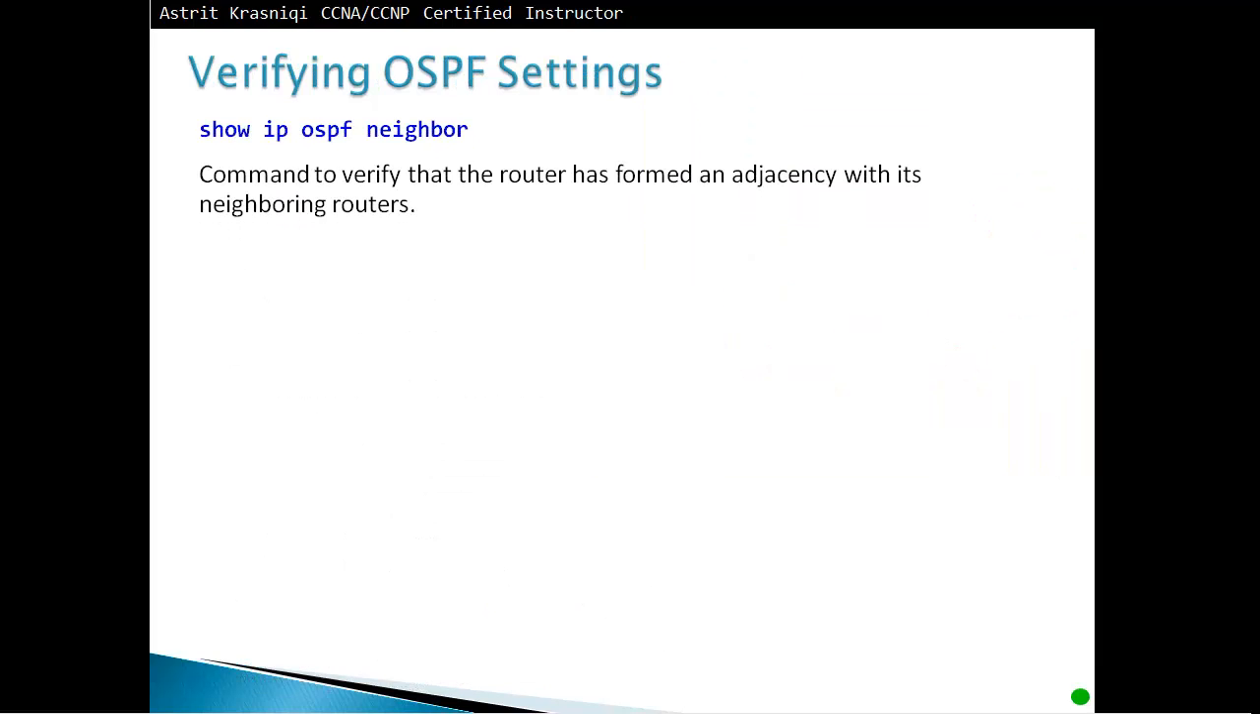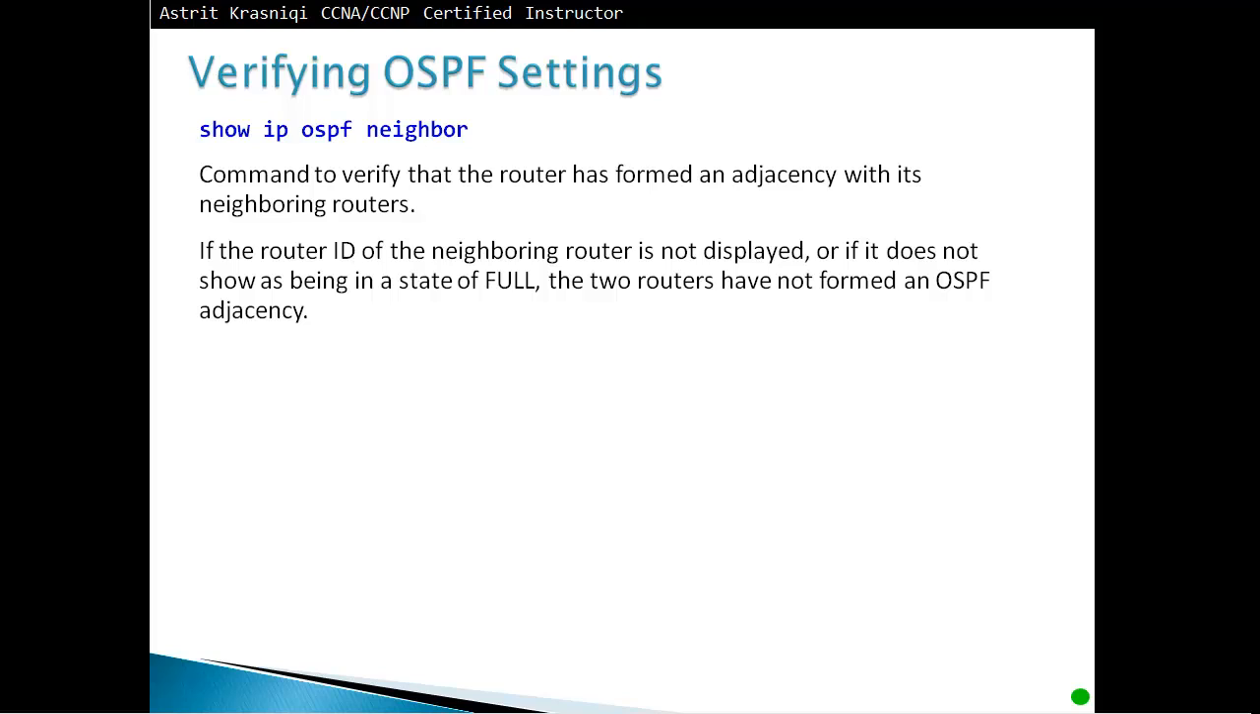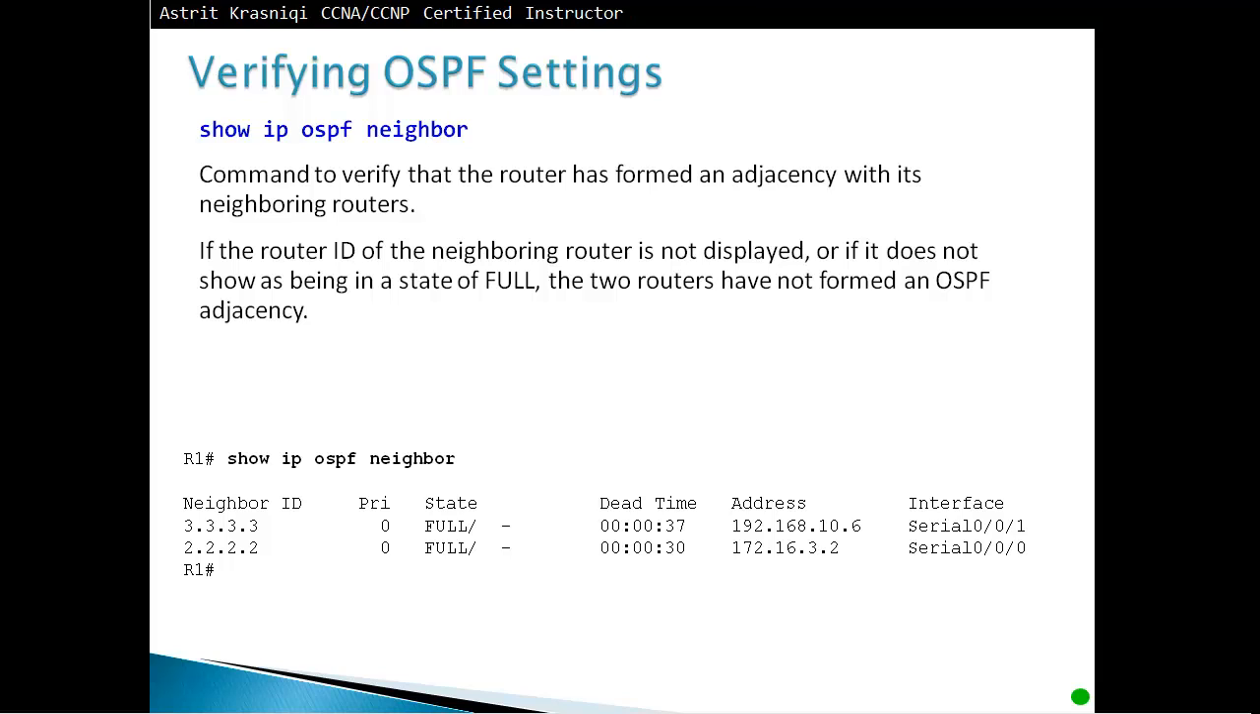To verify OSPF, we use the show ip ospf neighbor command to verify the router has formed adjacency with its neighbors. If the router ID of the neighboring router is not displayed, or if it's not shown as being in the state of full, the two routers have not formed the adjacency. So we say show ip ospf neighbor. Here we see the list of the neighbors in the order they were learned. So we learned neighbor 3 first, and then neighbor 2.